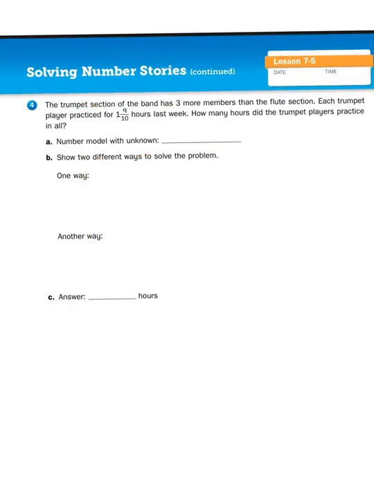All right, next we're going to look at number 4 on page 241. Number 4 says, the trumpet section of the band has 3 more members than the flute section. Each trumpet player practiced for 1 9/10 hours last week. How many hours did the trumpet players practice in all?